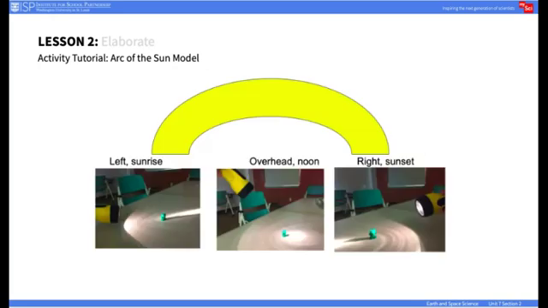Use the flashlight to model the arc of the sun from sunrise to sunset, starting with the flashlight almost level with the table, shining from the left. For noon, the flashlight should be overhead, creating a very small shadow of the bear. Sunset can be modeled with the light coming in from the right. This tutorial is also available in the curriculum document and slides.